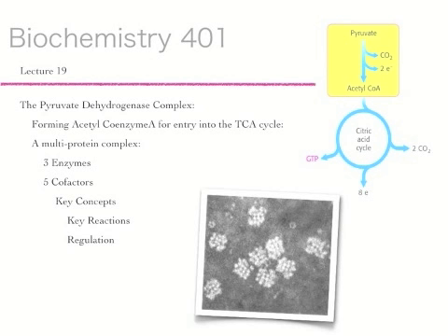Biochemistry 401 Lecture 19. Today we're going to talk about the pyruvate dehydrogenase complex. This is a complex that forms acetyl coenzyme A for entry into the TCA cycle. This is a multi-protein complex that includes 3 enzymes and 5 cofactors. We're going to talk about the proteins themselves, the cofactors, and key concepts. We're specifically going to talk about key reactions and regulation.